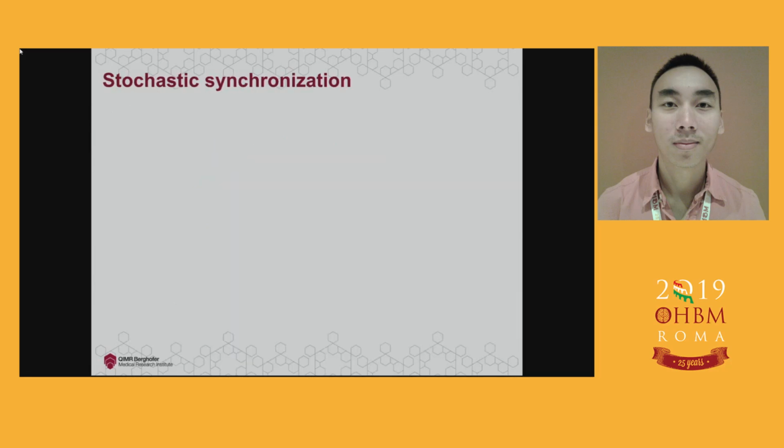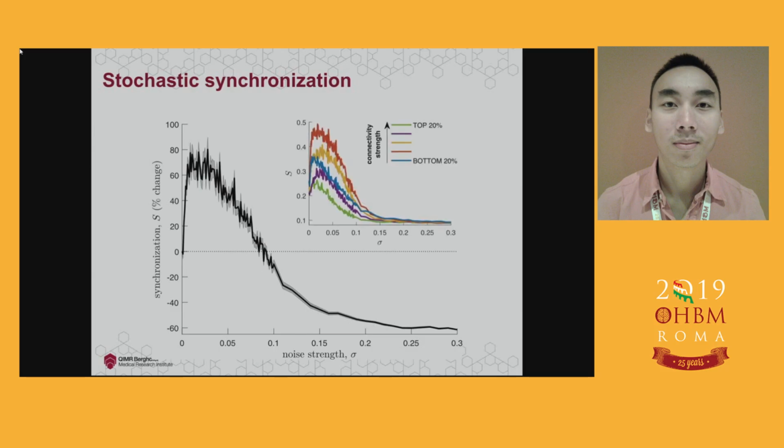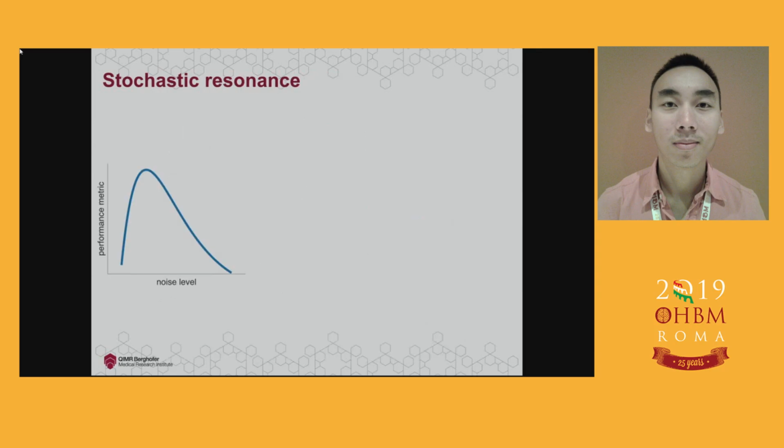Now, this is what we call stochastic synchronization, where there's an optimal noise strength that improves the synchronization of the entire network. But we find the same effect if we partition the network across its strength, wherein we observe the same thing for hubs and peripheral regions.